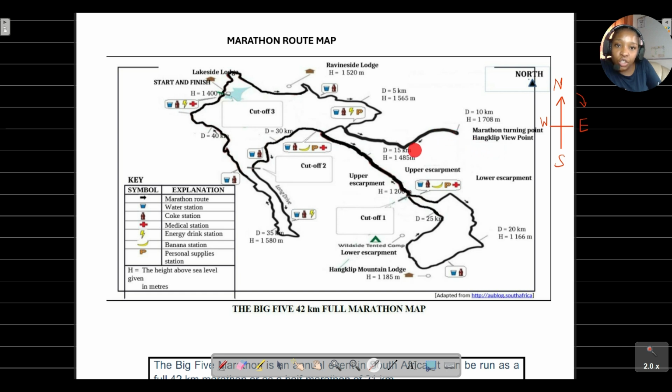So then they turn, they move along this distance, and then they continue to move. We're following these arrows because these arrows are basically telling us this is the marathon route. Okay, so we are continuing. That's another station where you can get your water, your Coke, your banana, your personal supplies, and a medical station. Then we are continuing.